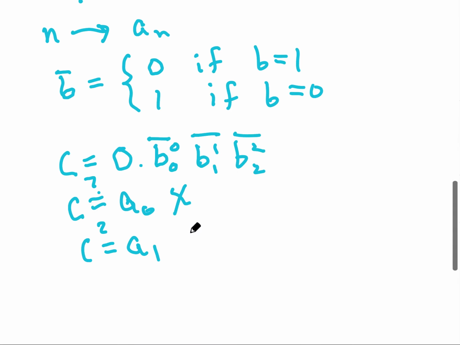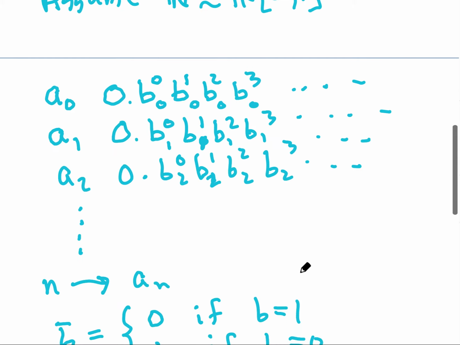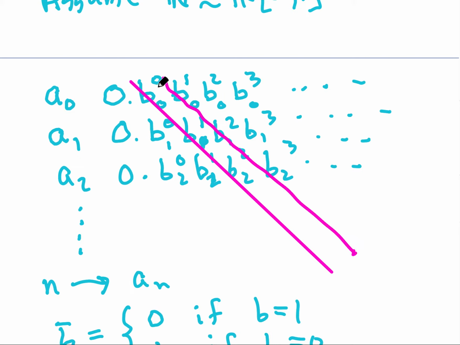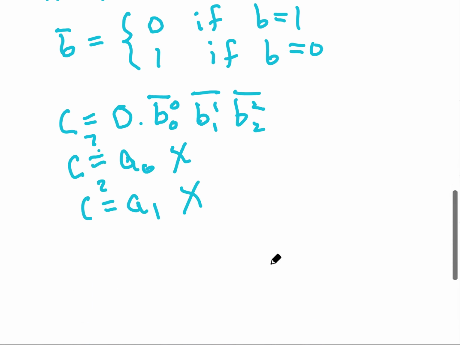We have B11 bar. Same argument. It can't be this. It can't be any of them. And that's because if we look at what we have here, basically what we've done is we've taken the diagonal along here and then we flipped all the bits along here. Because we flipped all the bits or the digits along the diagonal, it can't be on the list. And as a result, we have a contradiction.